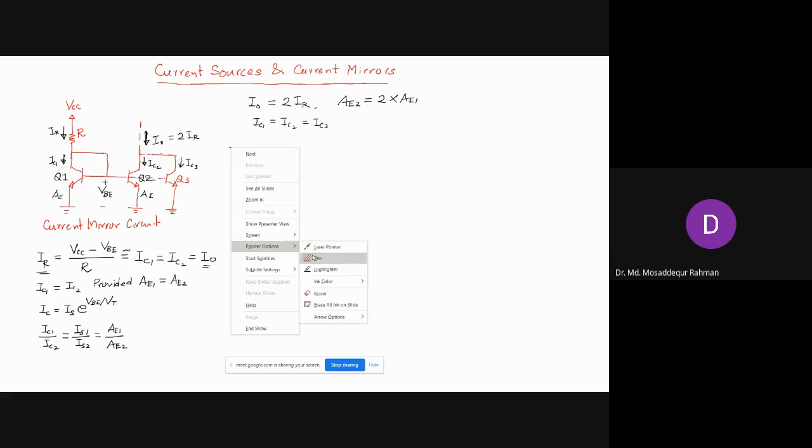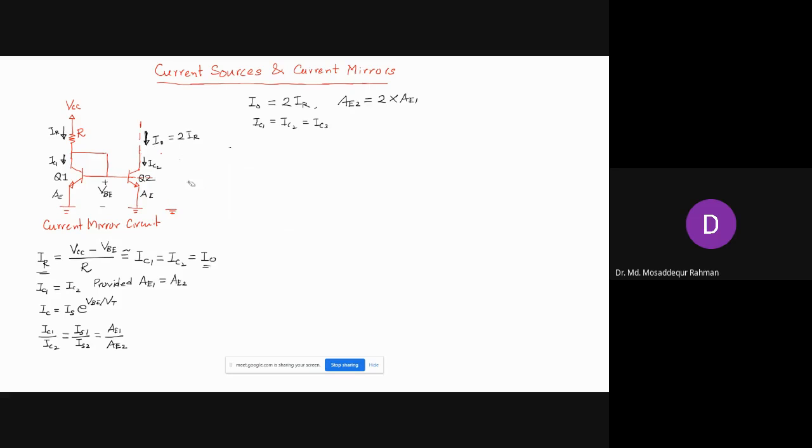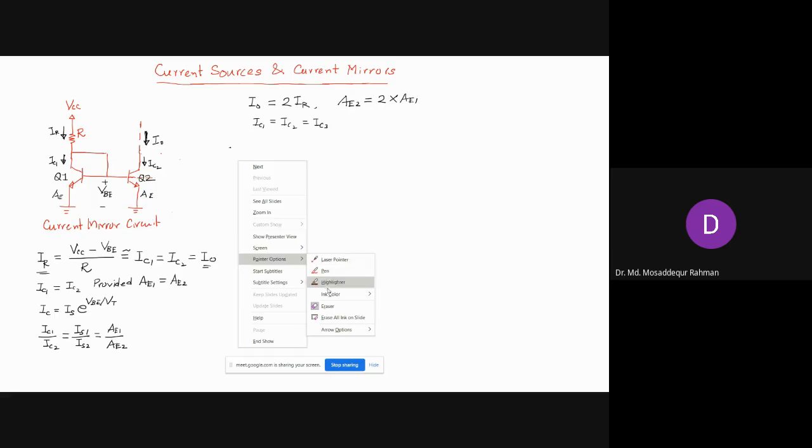So by controlling the size of the transistor, we can easily control or adjust the amount of current that will flow in the output side. And another aspect of this, we also mentioned in the last class, is that we can reproduce this current as many times as we want.